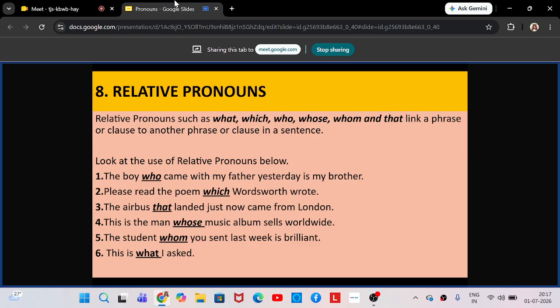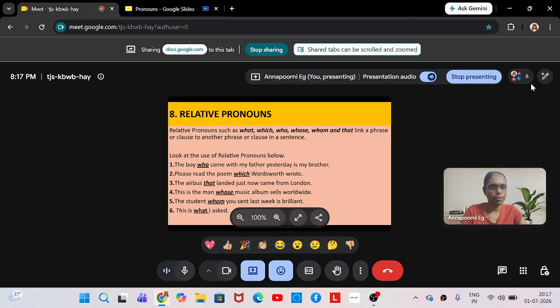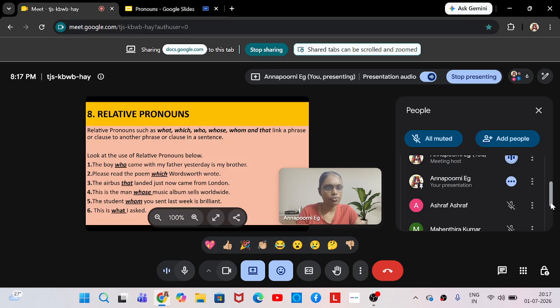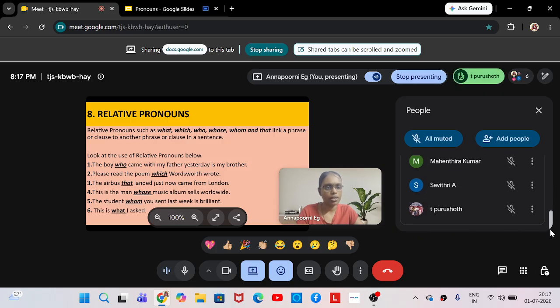But when you are using the same words as relative pronouns, then they have to come in the middle of the sentence. And also they will not be questions. They will be statements only, ending in full stop. Okay. So you can look at the use of relative pronouns here. Guys, you can read the examples one by one. Only four of you are there today, so you can come one by one.